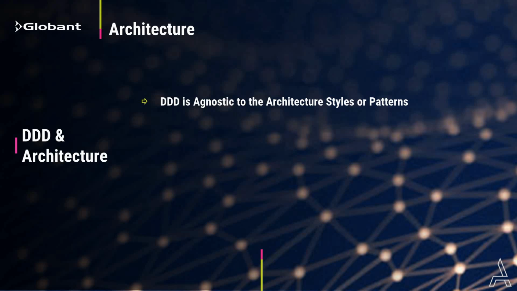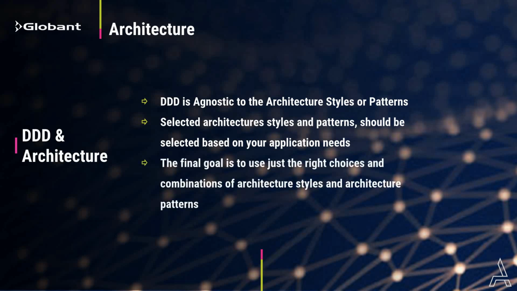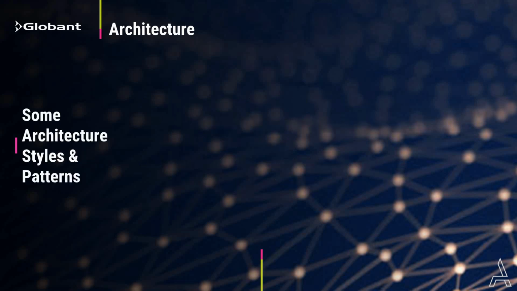One of the big advantages of DDD is that it is agnostic to any architecture style or any architecture pattern. This means that DDD doesn't require the use of any specific architecture in order to be successful. What you need to do in order to define a proper architecture is to analyze the domain needs and requirements, and based on them, select the proper architecture styles and patterns. It's that simple. You define the architecture to satisfy business needs and not to follow a methodology. Just remember that the final goal is to use just the right choices and combinations of architecture styles and patterns.